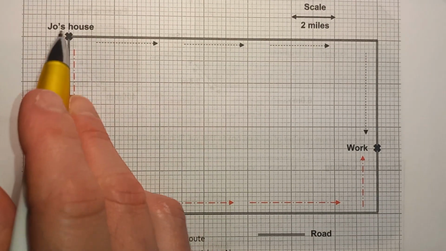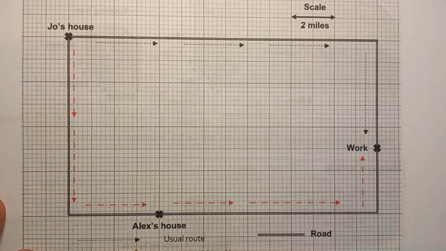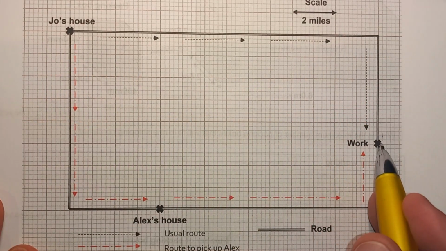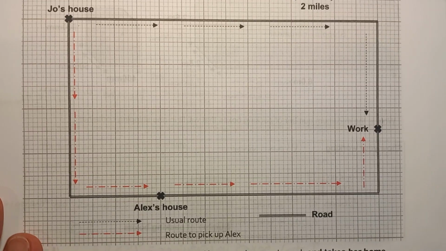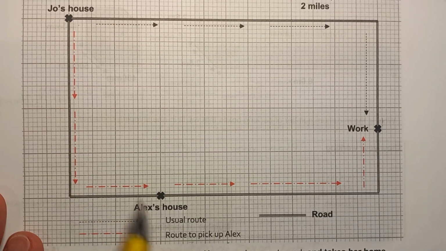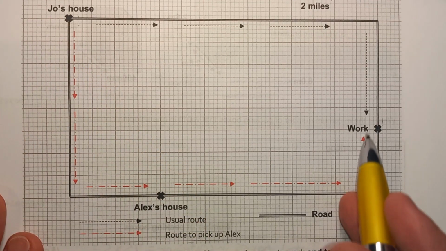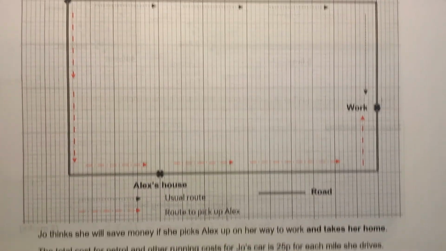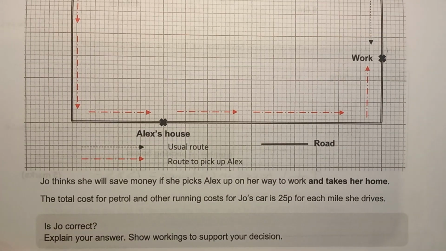Okay, so here's Joe's house. They're telling us the usual route is in black, so she normally goes this way to work here. Now it looks like the route to pick up Alex is the red route, so that's the alternative route, which you can see looks a bit longer. Jo thinks she will save money if she picks Alex up on her way to work and takes her home.